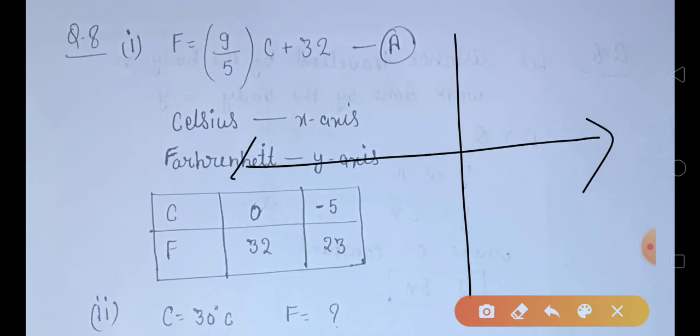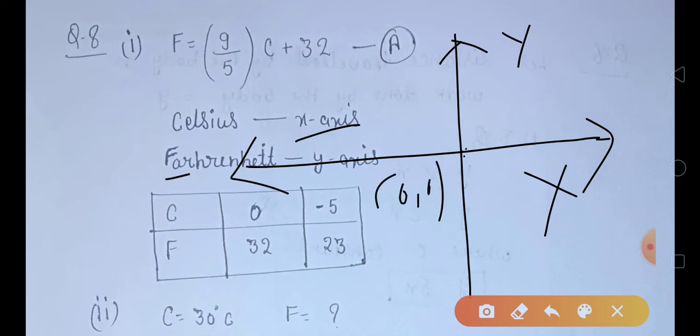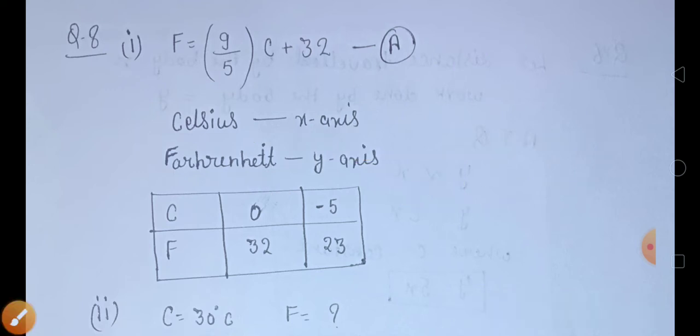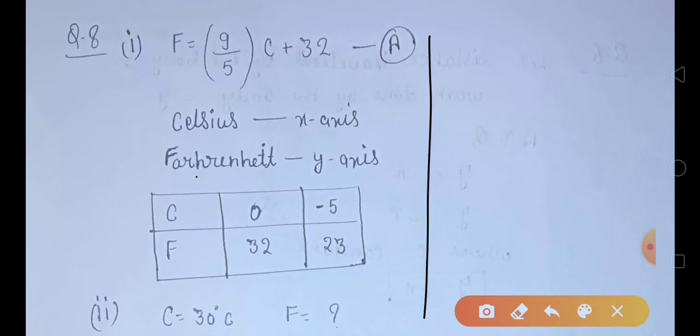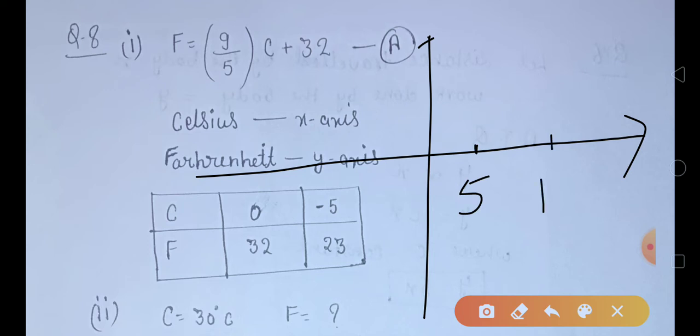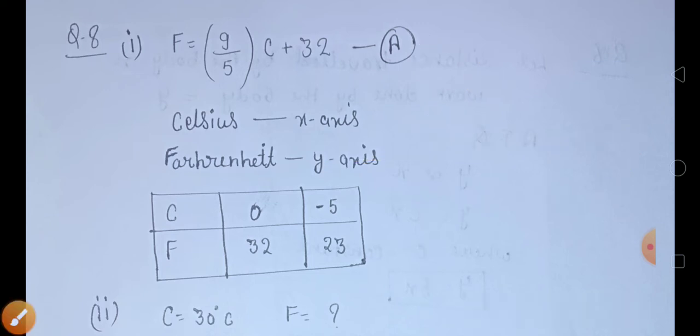X-axis and y-axis. The x-axis is for Celsius and the y-axis for Fahrenheit. In this graph, you write the scale like this: 0. This point is 0, 0. Now, 1 centimeter equals 5. Then the next is 10, then 20. In a similar way, you write on the y-axis also: 5, 10, 20, then 30. Now draw the graph. Now next part.